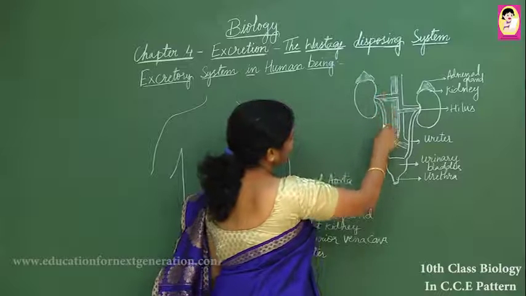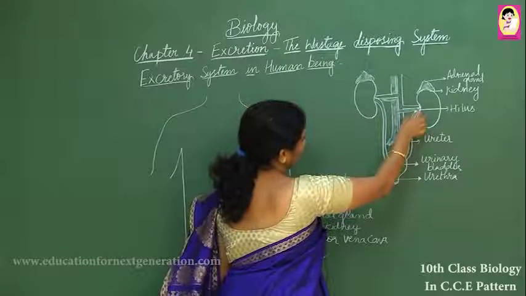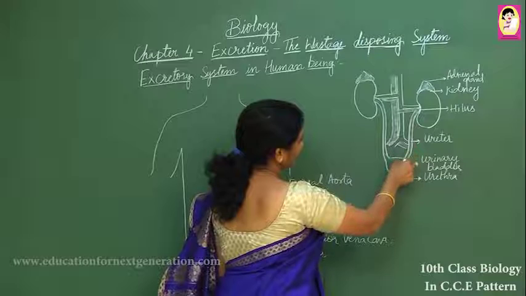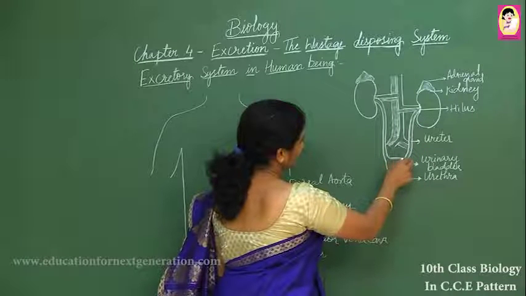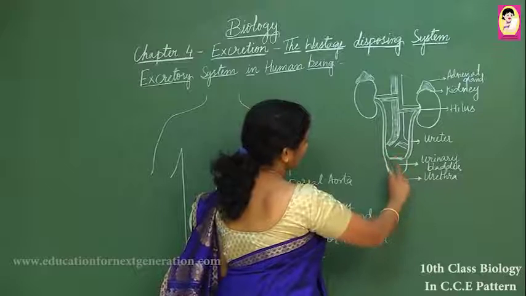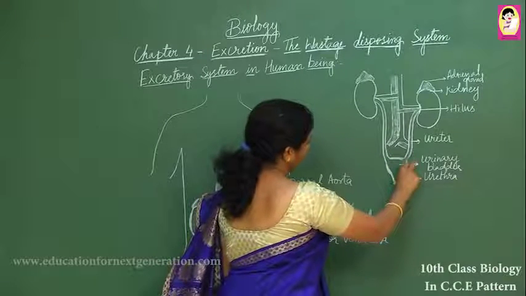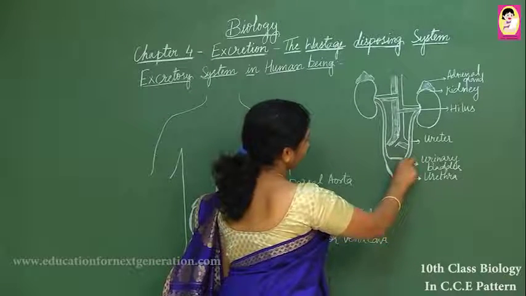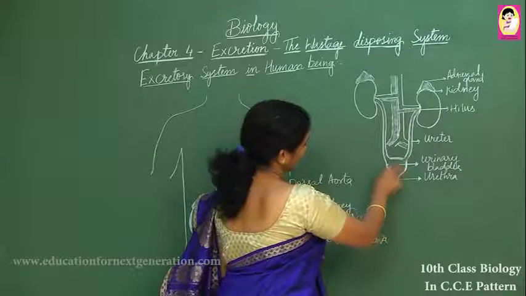Ureter, both these ducts are connected to a common chamber which is a bit thick and muscular. This is called the urinary bladder. In this urinary bladder, the urine is temporarily stored.